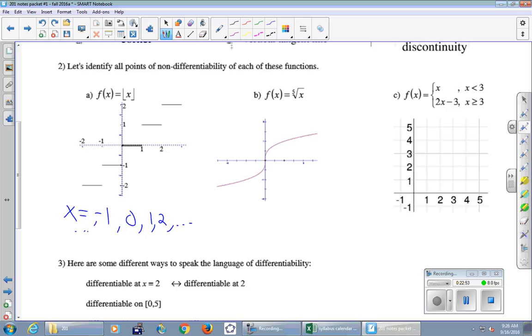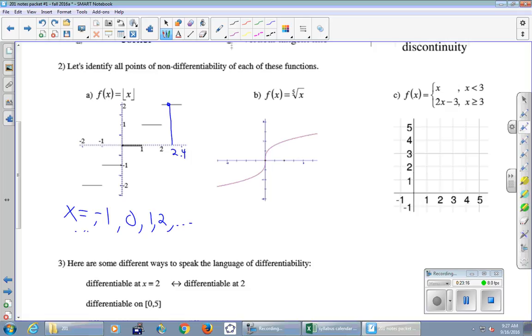Whole numbers are 0 and positive, so integers is the word we want. So this guy is not differentiable at any integer. But at all the other numbers, no problem. What's the derivative of this function at 2.4? 0. Tangent lines for all other points are horizontal.